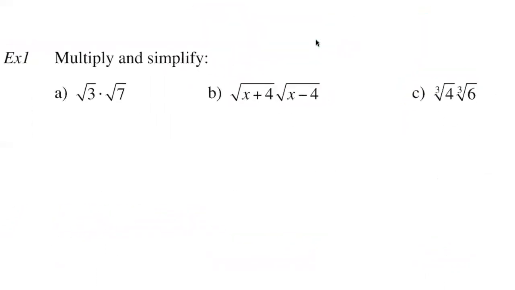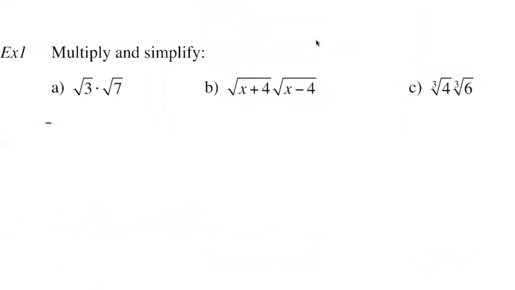So here's an example. We have radical 3 times radical 7, and the index is matching. To finish the problem, we just say that's 3 times 7 inside, so we get radical 21. 21 is not a perfect square number, so this is as far as we can go, leaving an exact answer.